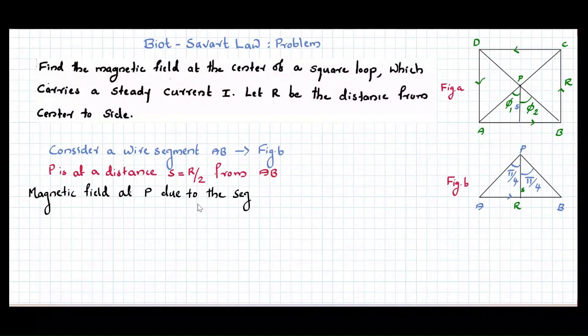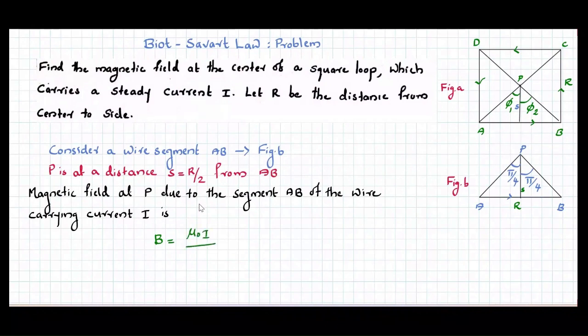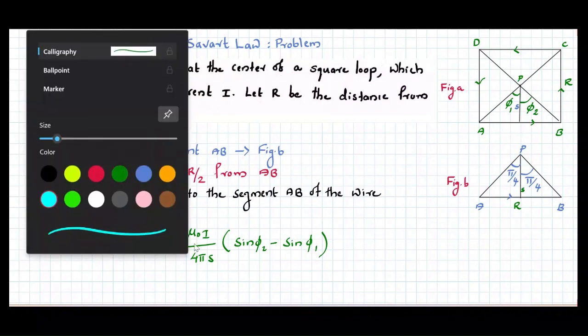In the last problem, we have seen the magnetic field due to a wire segment carrying a current I, and we have arrived at the result, and we are using the same result here to solve the problem. We have seen that the magnetic field at P due to the segment of the wire carrying current I, using Biot-Savart law, is given by B is equal to mu 0 I by 4 pi S into sine phi 2 minus sine phi 1. We have seen this result in the previous problem.